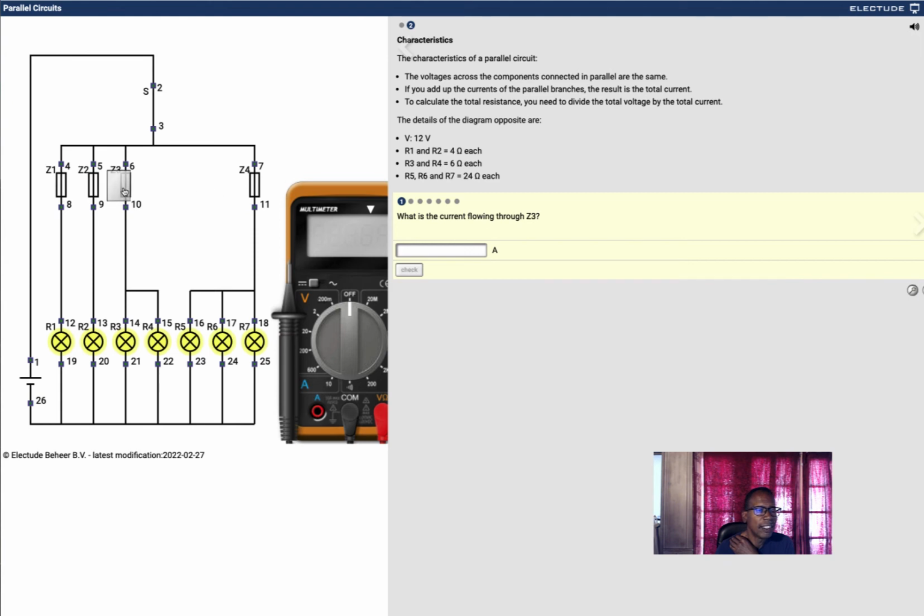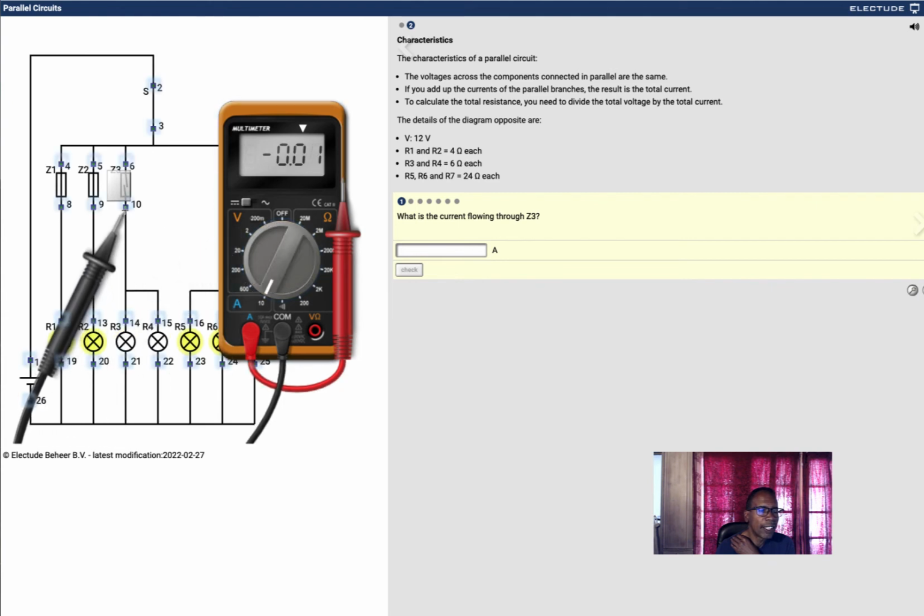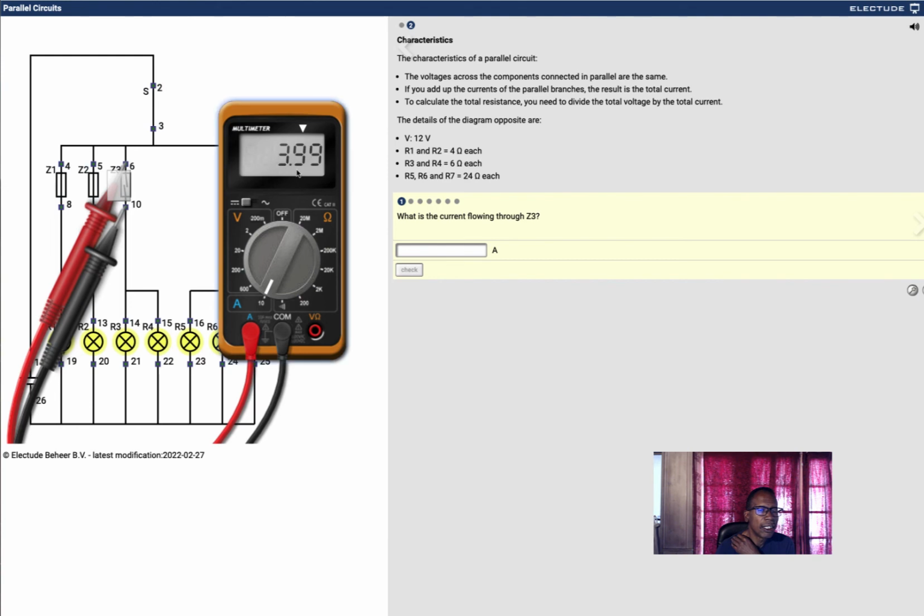Here's Z11. I'll open it up. I'll put my amp meter over here. I'm going to put this on amperage. I stick this in series of the circuit. That's in series of the circuit. You can see 4 amps. Remember, the circuit has to be open. You put the meter in series.